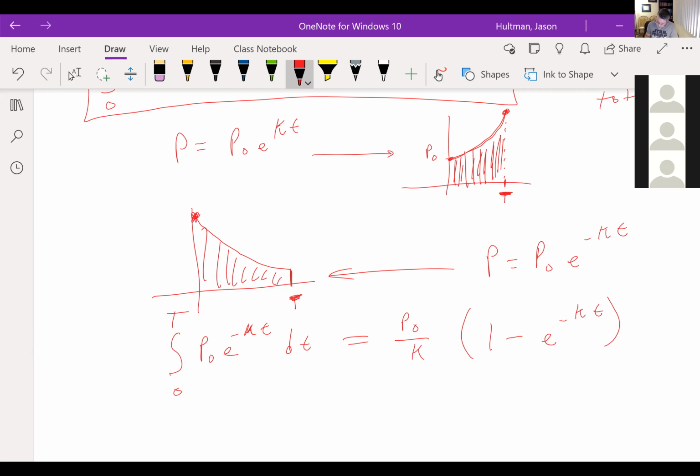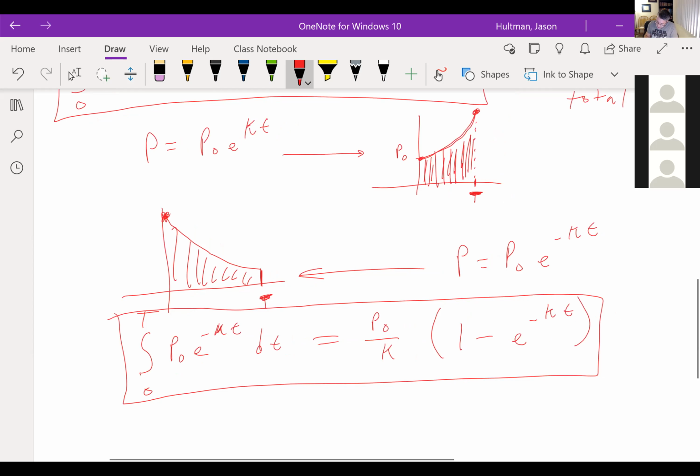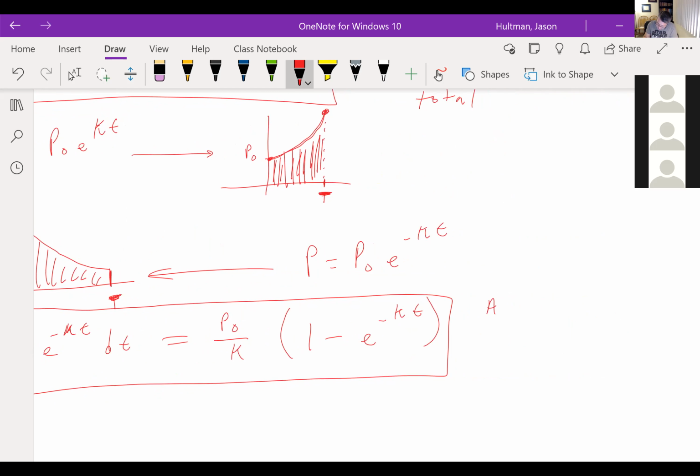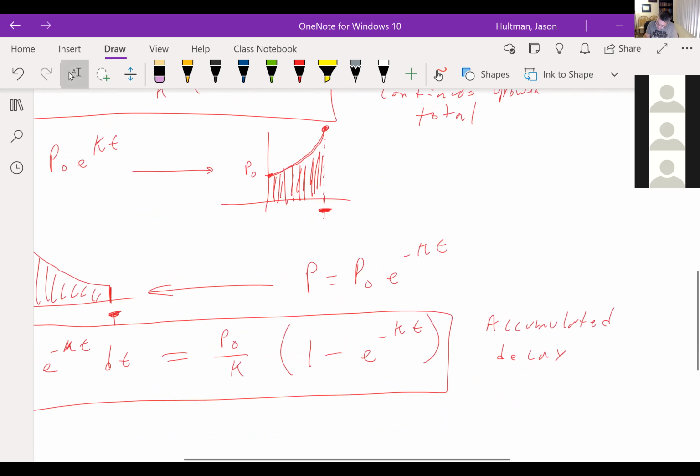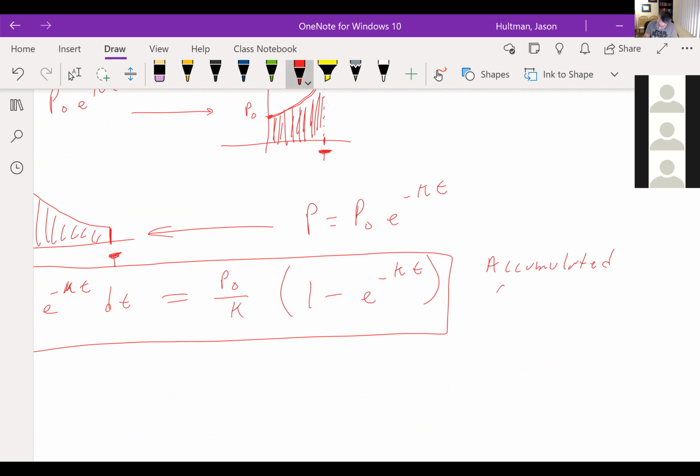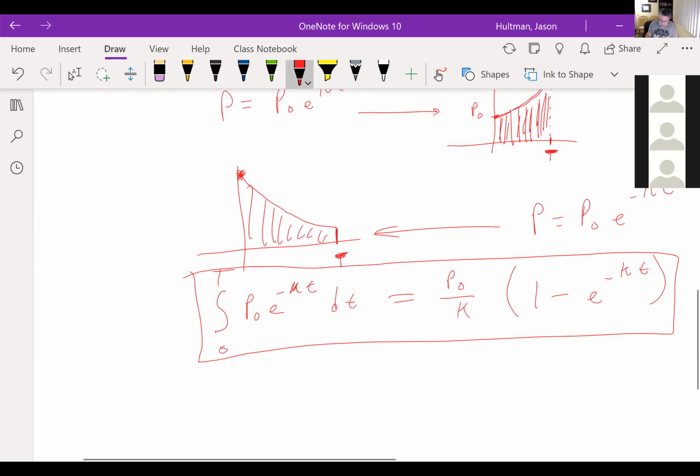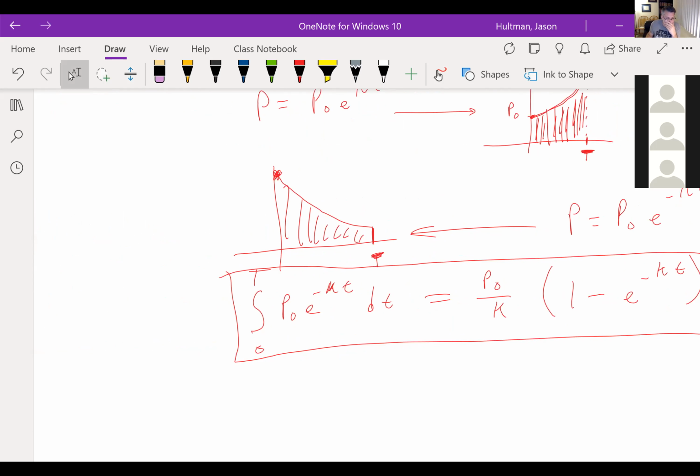Okay, and so we have this as our accumulated decay total. So this is my accumulated decay, or continuous decay total. Okay, so that's our accumulated continuous decay model.